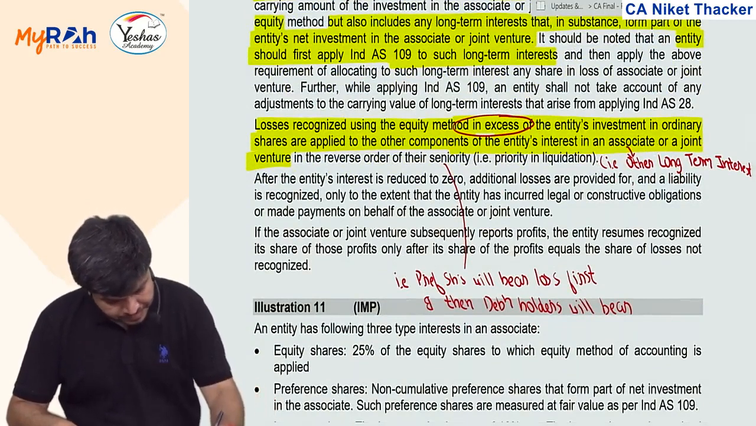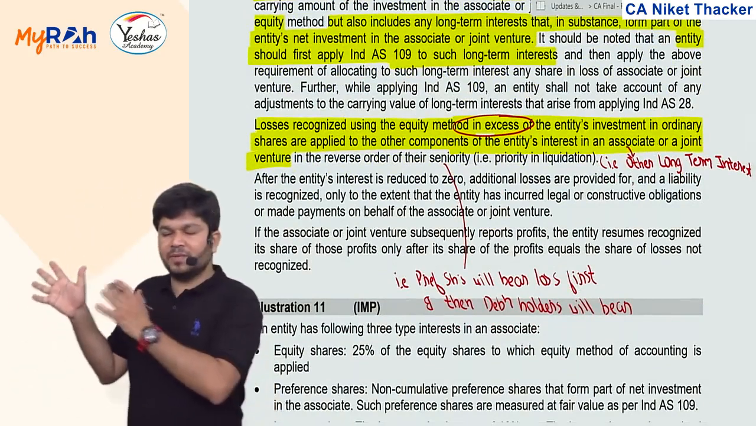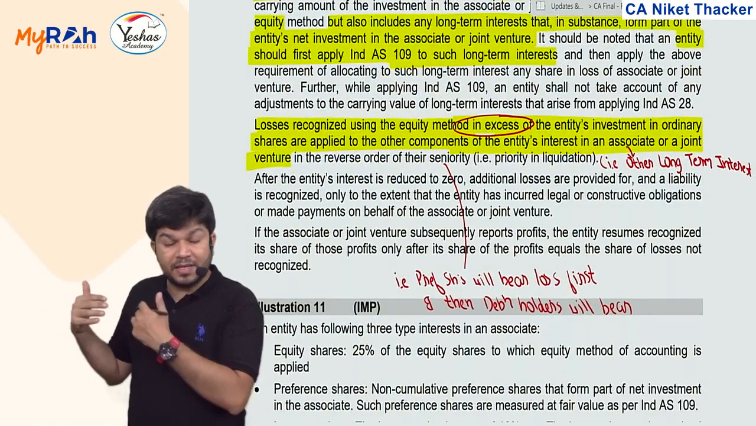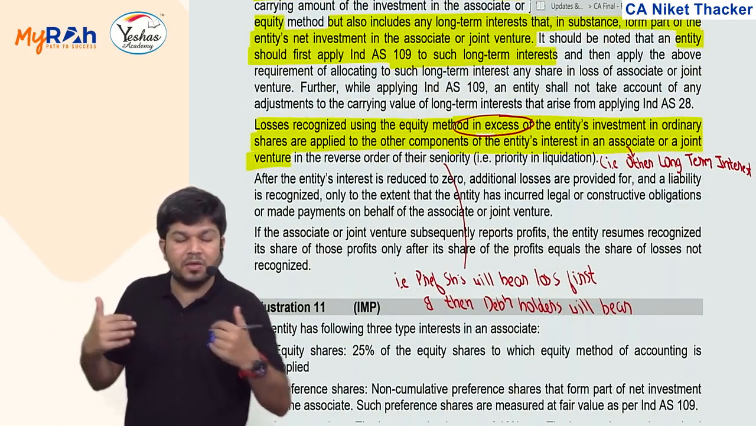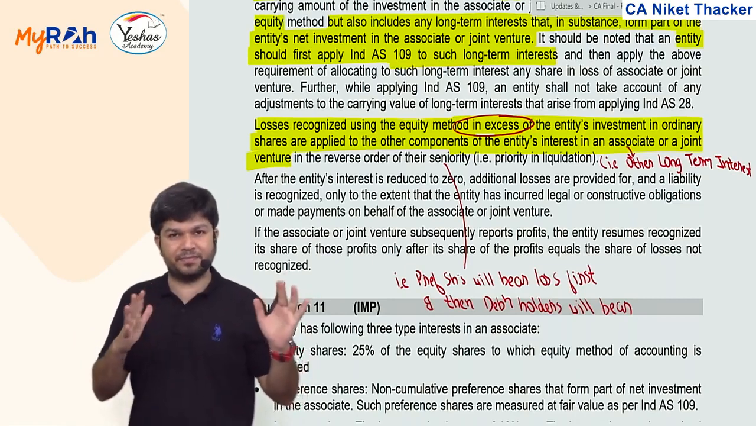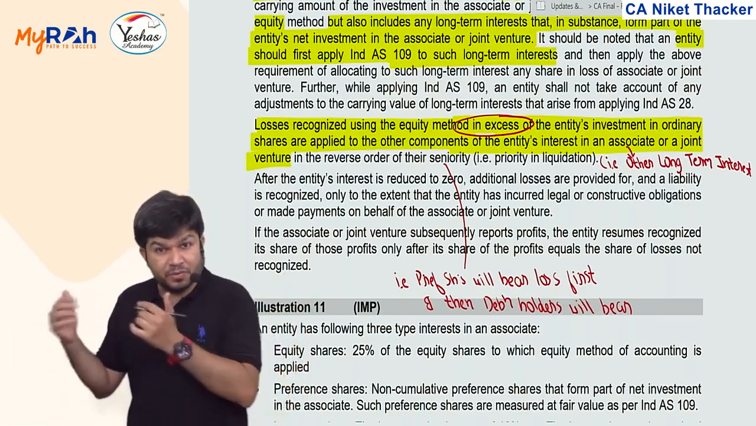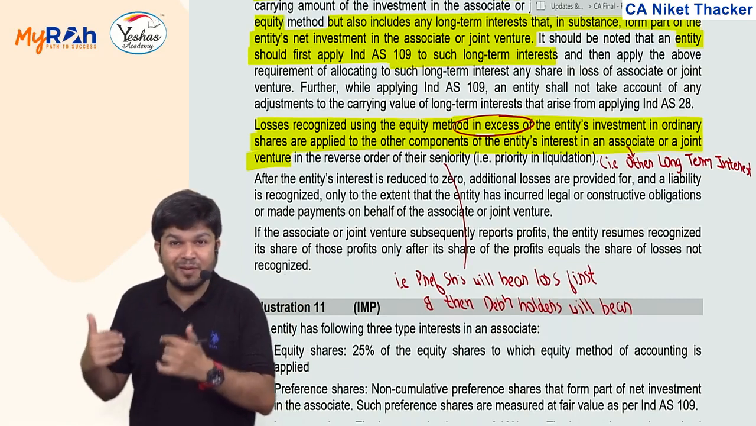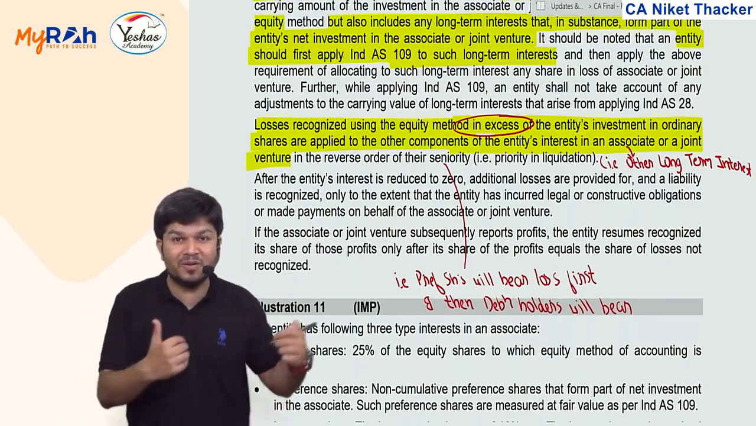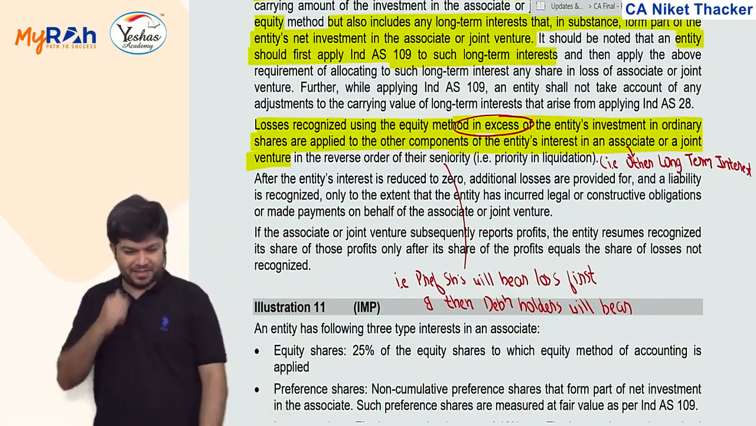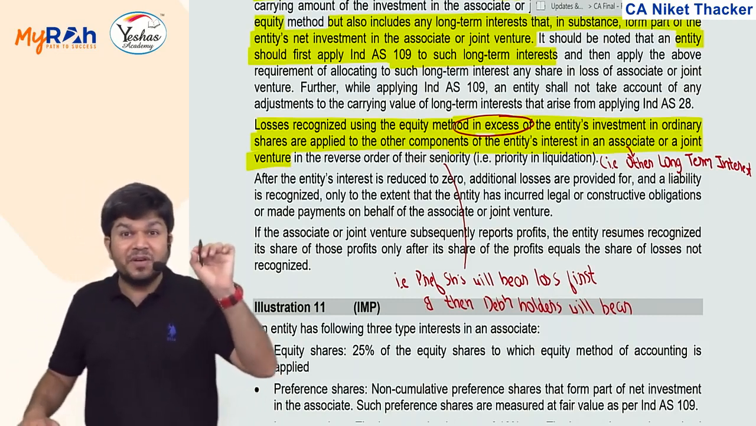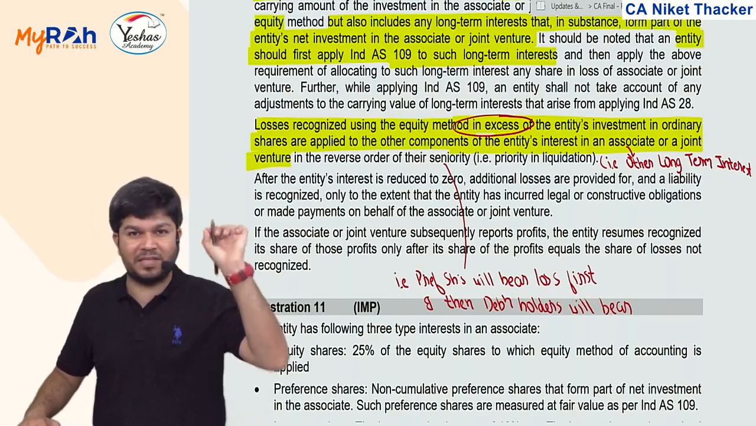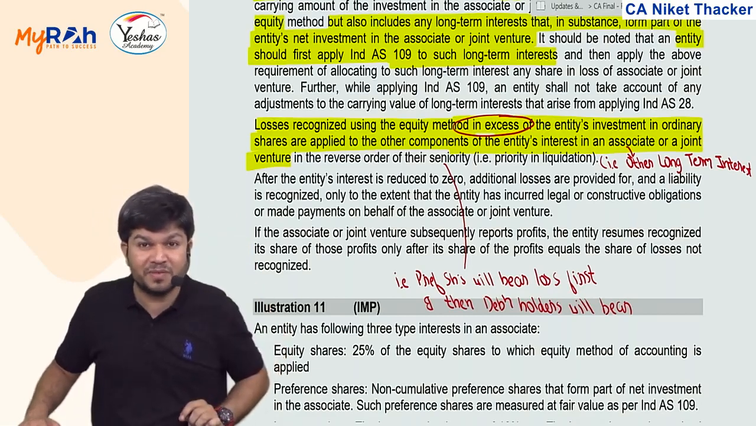So if investment in equity becomes zero, the remaining loss can be allocated towards other long-term interest. But before allocating the loss, other long-term interest should first be valued as per Ind AS 109.